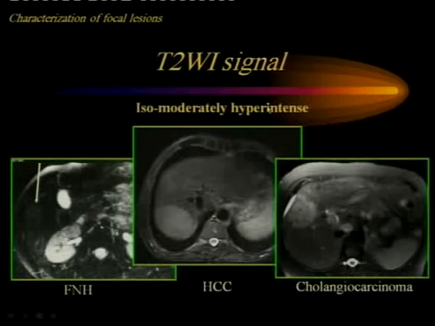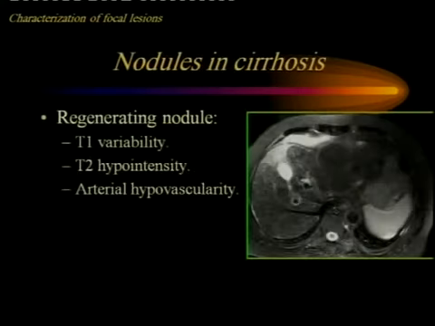And then the iso to moderately hyperintense lesions. The more moderately hyperintense they are, the more chance they are likely to be malignant. You see this with hepatoma, for instance, with cholangiocarcinomas. Sometimes some of the benign lesions may be very mildly hyperintense, particularly adenomas, but FNH sometimes may be very mildly hyperintense as well.